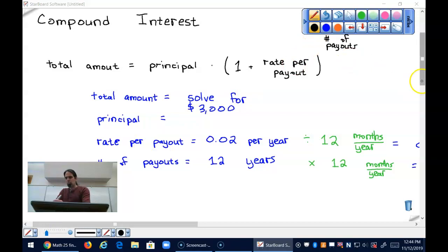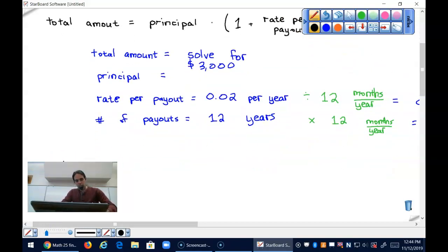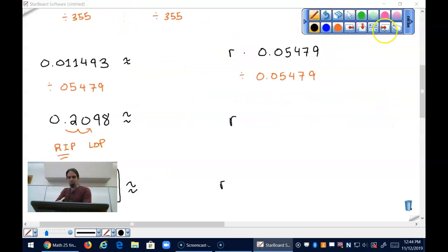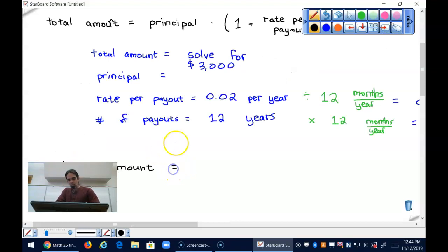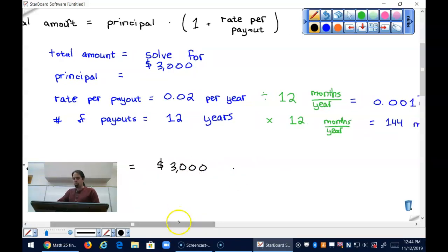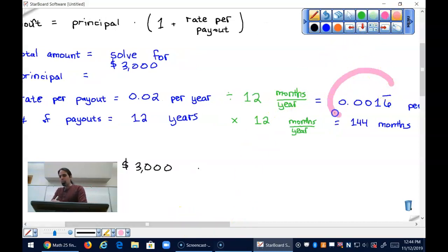Now this formula looks a little scary because of the parentheses, but they actually aren't there. Oops, I can spell the word amount. Amount, there you go. So the principal is my 3,000. And I'm going to multiply it by 1 plus the rate per payout. So all I do is I take this number and I put a 1 in front of it. Does that make sense? I'm adding 1 to a tiny decimal. To actually use parentheses and stuff is overkill.